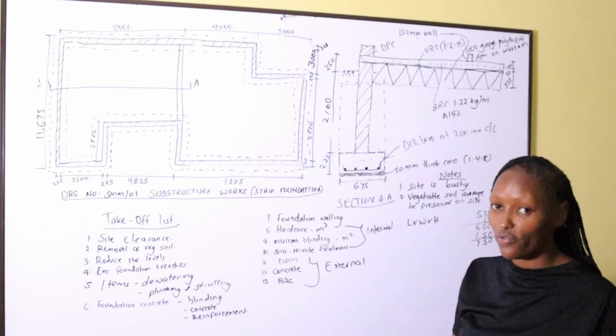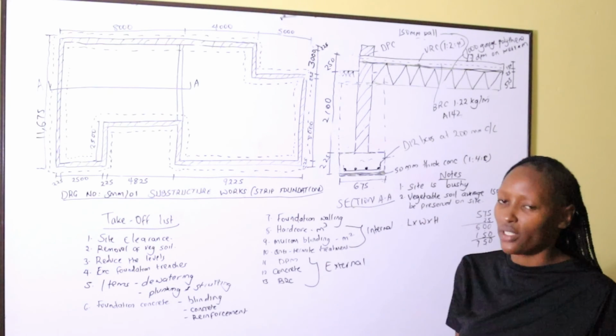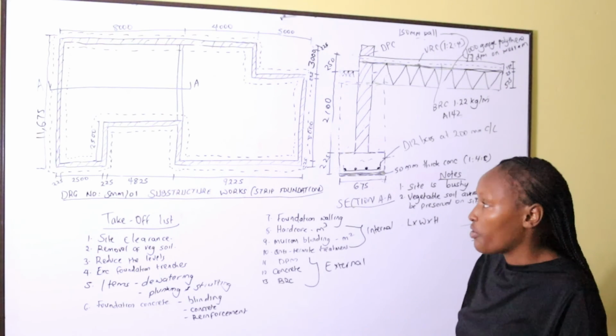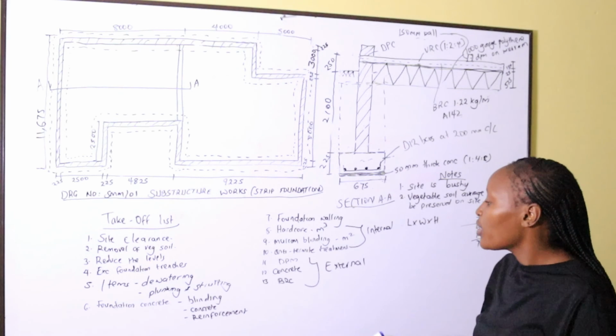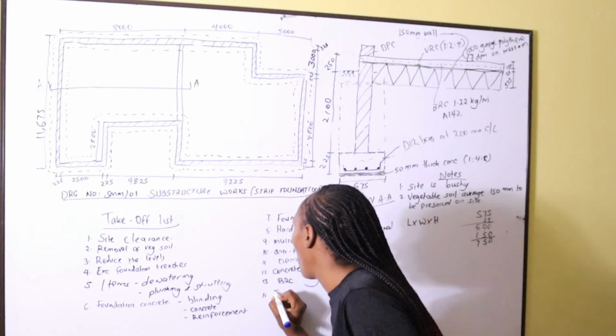And the drawing will show you very clearly what is inside the wall and what is not inside the wall, what is above the wall. All right? Yes. So after we are done with concrete, we need to take off the formwork for the concrete.